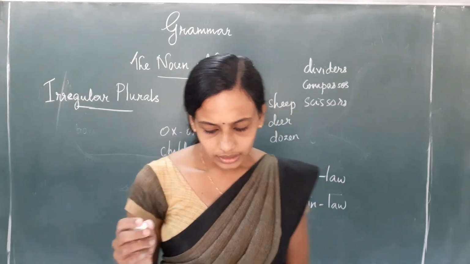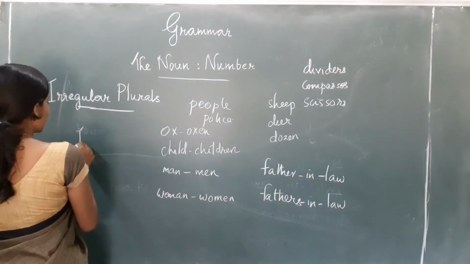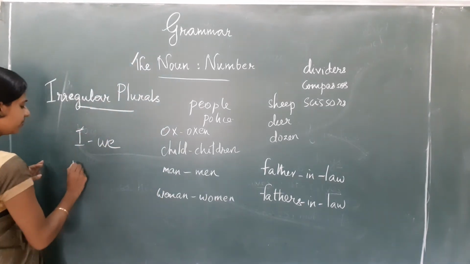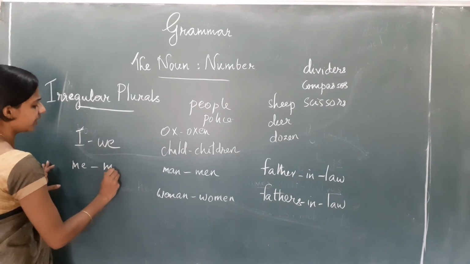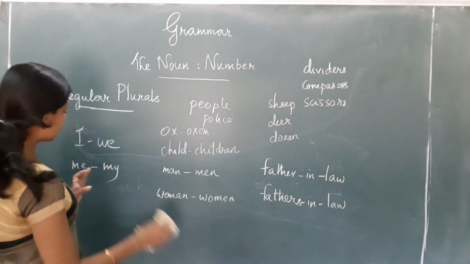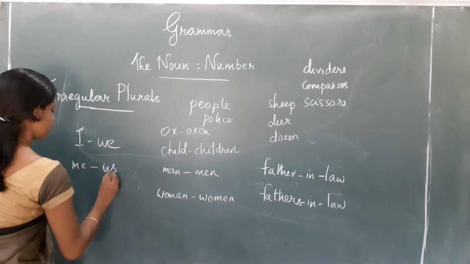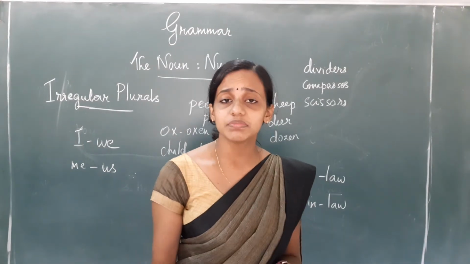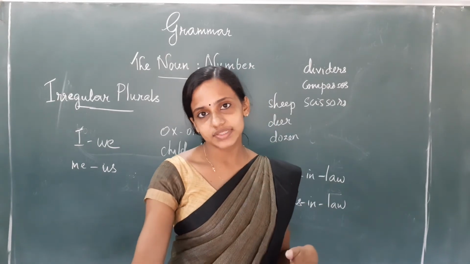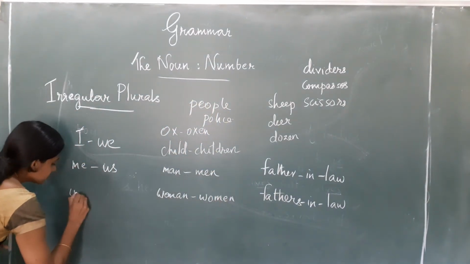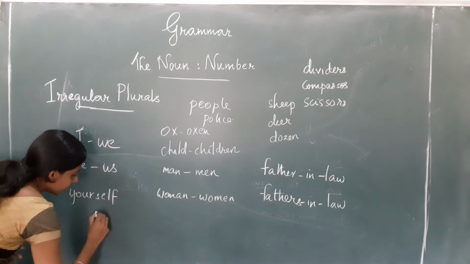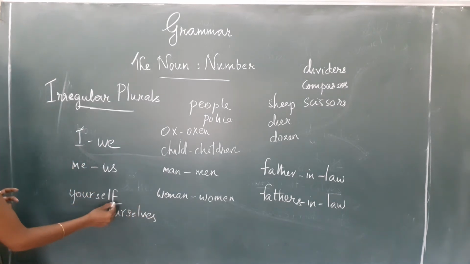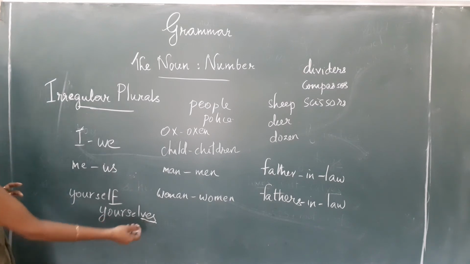Then another case, what is the plural form of I? It will become we. Then me will become, sorry, me will become us. Yours is always yours. Then him becomes them. It becomes their. Yourself becomes yourselves. We have seen that for words ending with F, we change the F into V and we put ES.